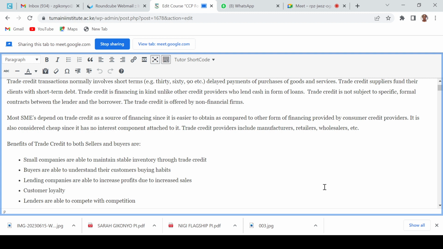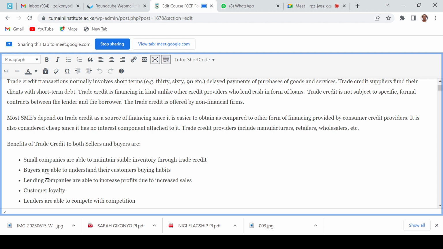Number two, buyers are able to understand their customers' buying habits. So you find that a shop like Naivas, towards the end of the month, is able to stock in readiness for month end so that customers can start purchasing. The other one, we say lending companies are able to increase profits due to increased sales, because now you are able to turn around and sell more. Like supermarkets, they are able to sell more and more, but maybe they have not even paid a coin for the stock that they are selling. So that's also another way.